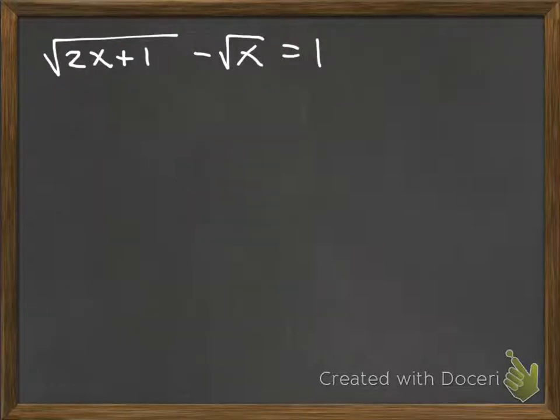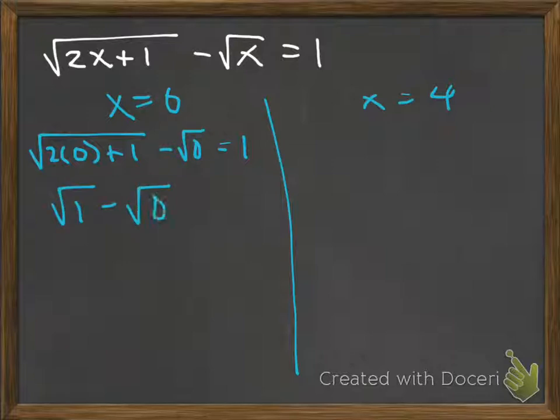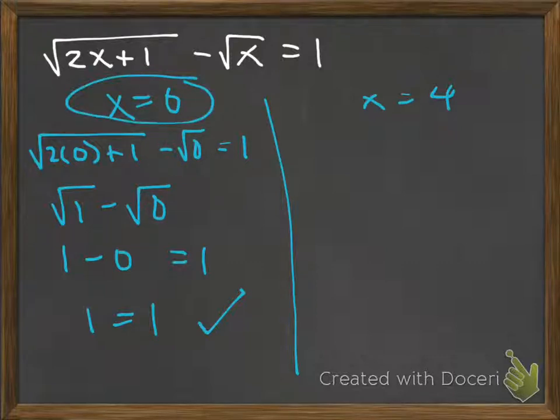So to do the check, we're going to check a 0 and a positive 4. So I'll check my 0 and my 4. So if I plug 0 in everywhere, we have 2 times 0 plus 1 minus the square root of 0 equals 1. So underneath the radical, 2 times 0 is 0. 0 plus 1 is 1. Minus the square root of 0. Square root of 1 is 1. Square root of 0 is 0. So 1 equals 1. So that checks out. So 0 is definitely a solution.